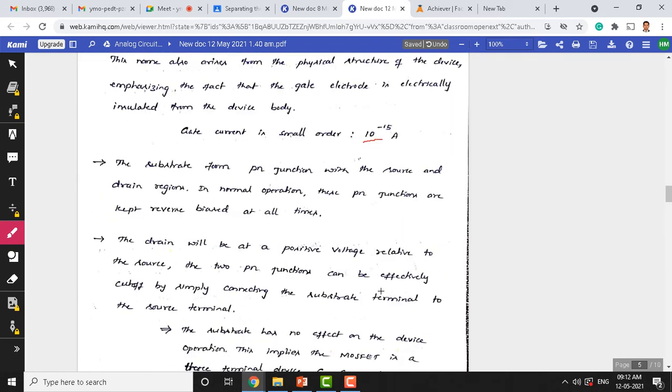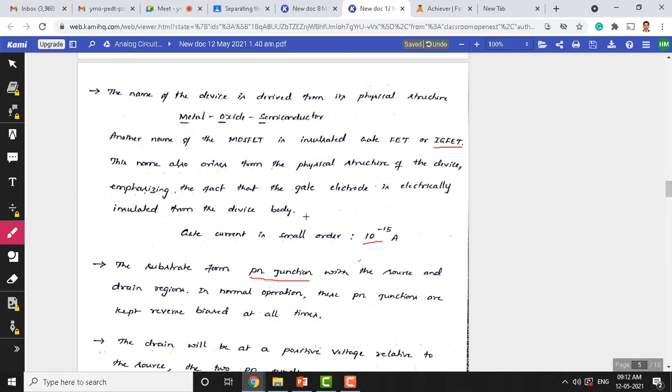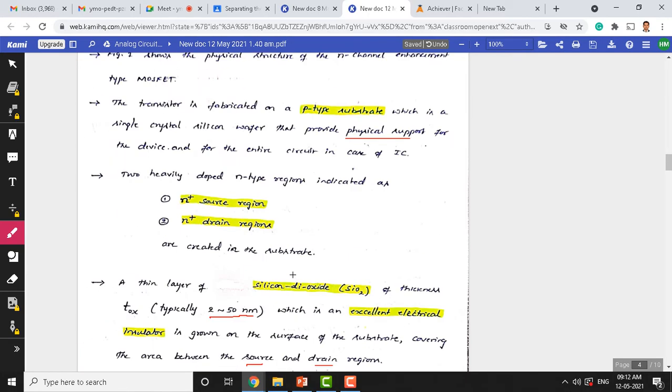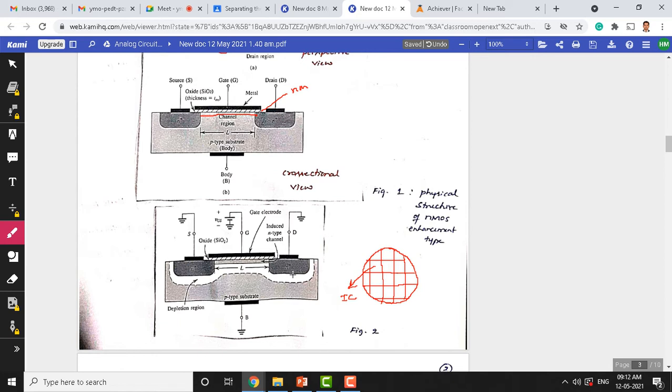Now we can think of the MOSFET. Inside the MOSFET there is a PN junction. We will show where exactly the PN junction is. The substrate forms a PN junction with the source region and even the drain region also. In normal operation, these junctions are kept reverse biased at all times. Let us go back to the device and see where these PN junctions can be seen within the MOSFET. This is very important when we want to understand more details about the MOSFET.